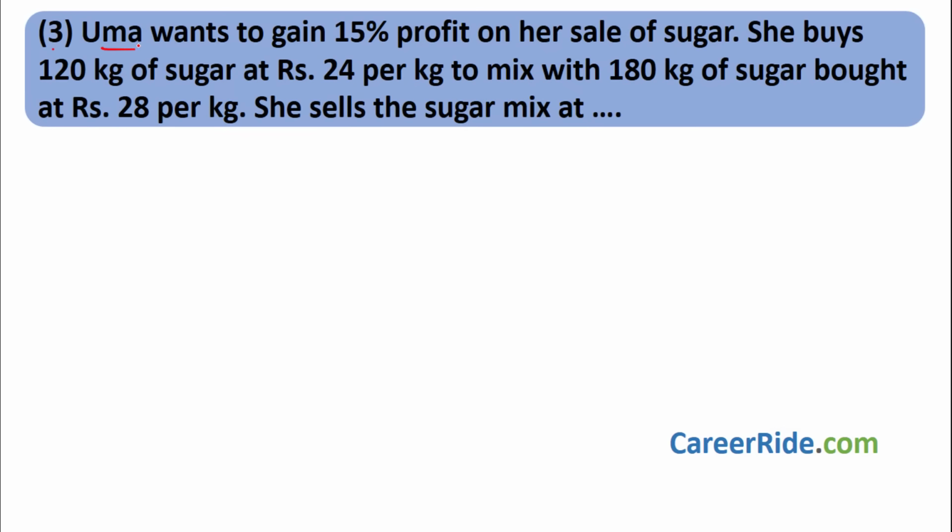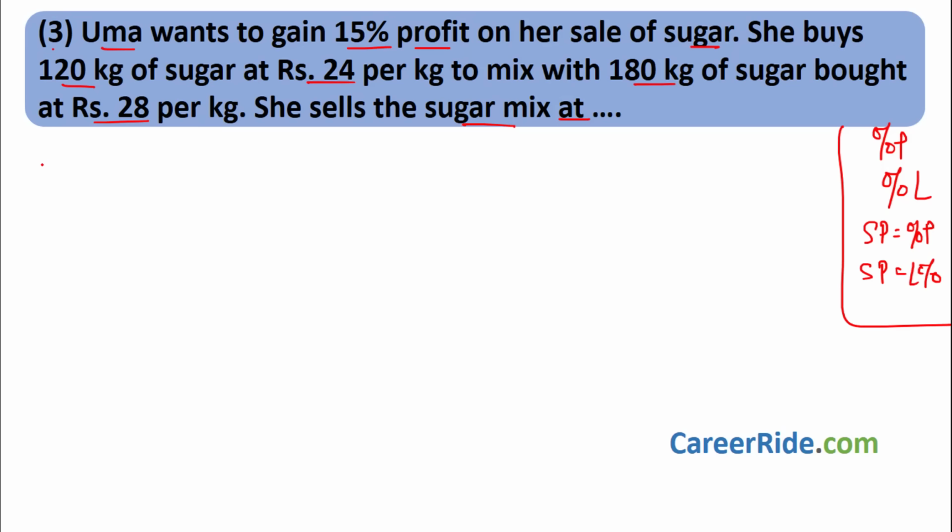Question number 3. Uma wants to gain 15% profit on her sale of sugar. She buys 120 kg of sugar at rupees 24 per kg to mix with 180 kg of sugar bought at rupees 28 per kg. She sells the sugar mix at... Now, what formulas have we seen for profit and loss? We have seen percentage profit, the formula for percentage loss, the formula for finding selling price when we know percent profit, and selling price when we know the loss percentage. Out of that, here we have to find the selling price and we know it is a profit.